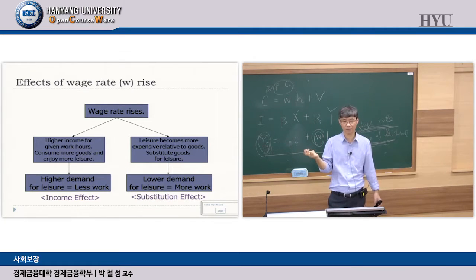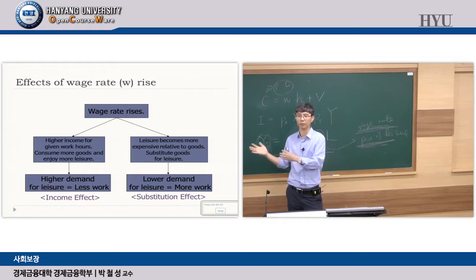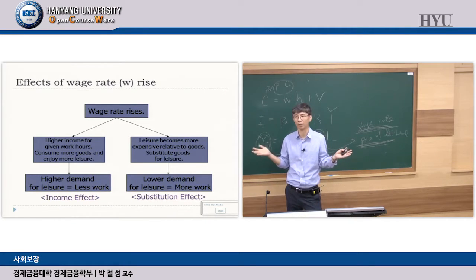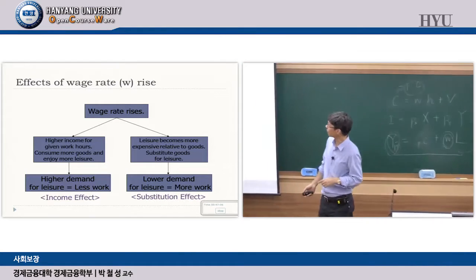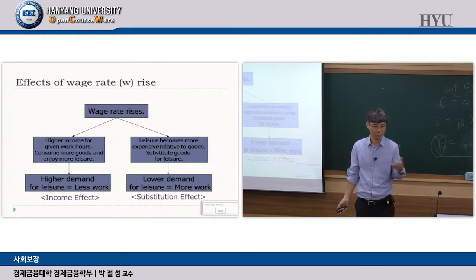At the end, basically, what happens will be determined by which side wins. Okay? For some people, the income effect side wins. For some people, the substitution effect side wins. Okay? So theoretically, we can say that it's ambiguous. We cannot say exactly what's going to happen. A lot of people think if the wage rate goes up, then you would work more, but surprisingly, if you do actual studies, it's not that clear.